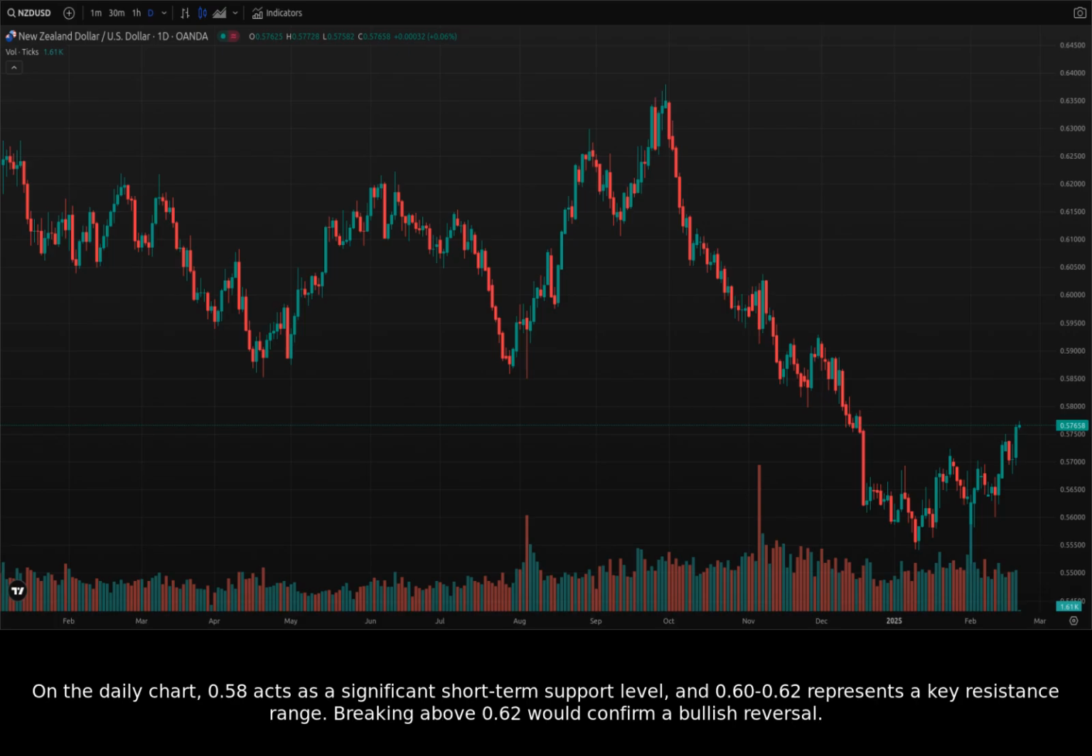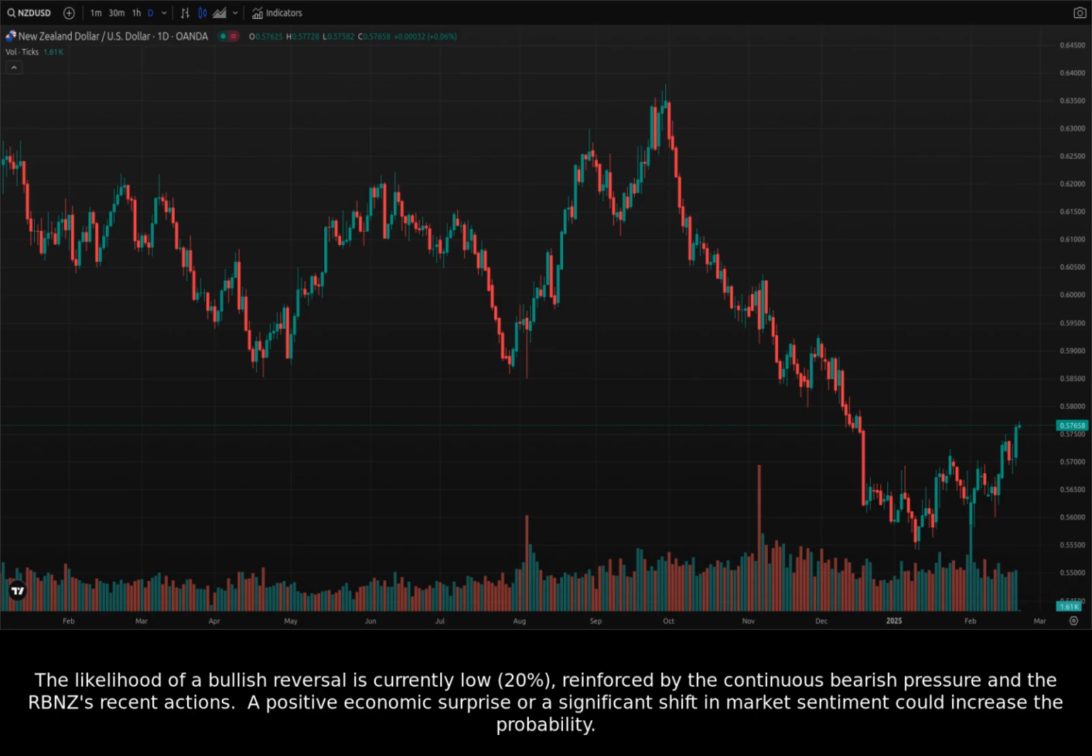On the daily chart, 0.58 acts as a significant short-term support level, and 0.60 to 0.62 represents a key resistance range. Breaking above 0.62 would confirm a bullish reversal. The likelihood of a bullish reversal is currently low, 20%, reinforced by the continuous bearish pressure and the RBNZ's recent actions. A positive economic surprise or a significant shift in market sentiment could increase the probability.